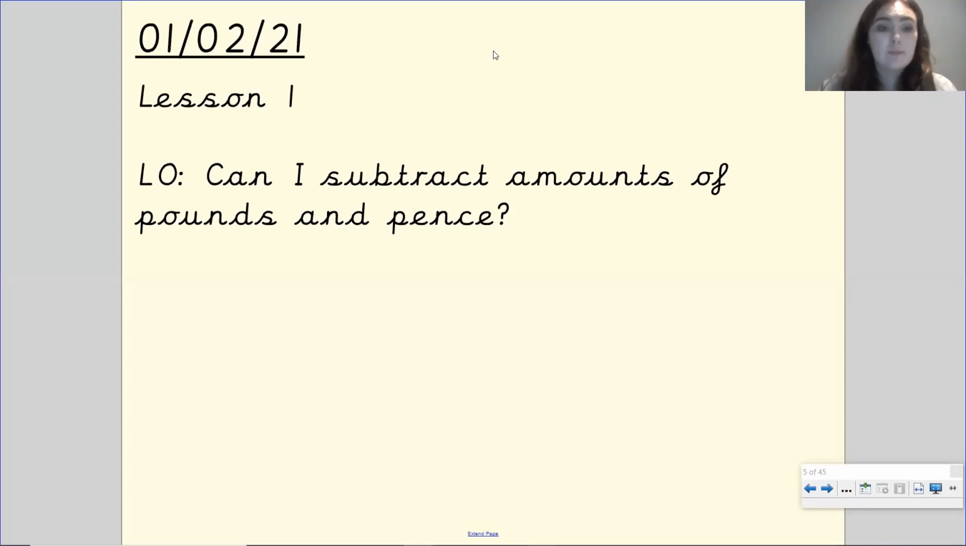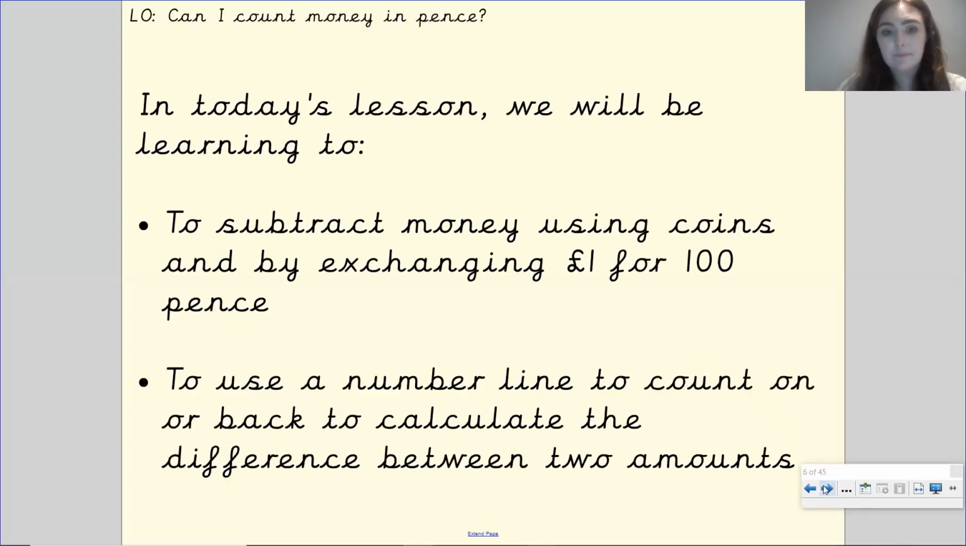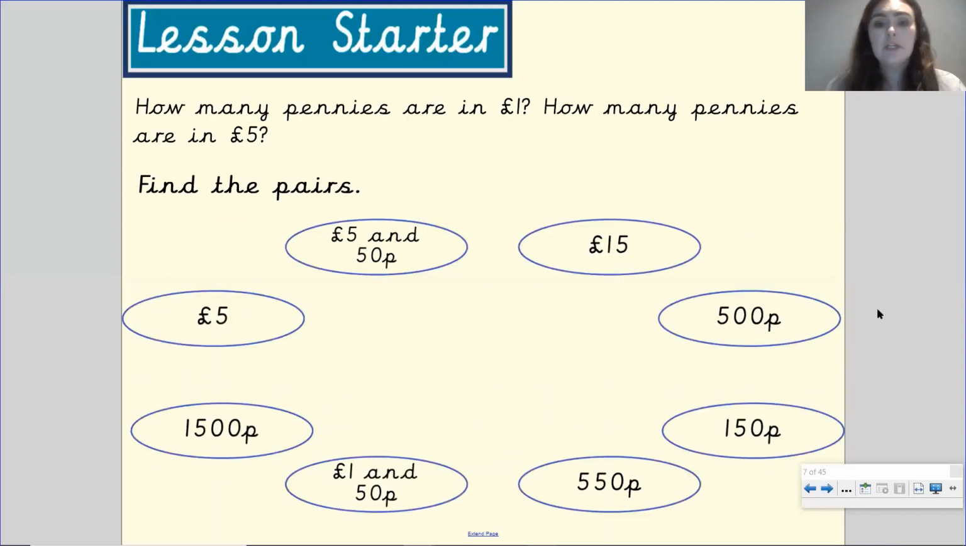Welcome to your first maths lesson this week, and our learning objective for this lesson is can I subtract amounts of pounds and pence? So in today's lesson we are going to be learning to subtract money using coins and by exchanging £1 for 100 pence, and to use a number line to count on or back to calculate the difference between two amounts. So here's a quick starter activity for us.